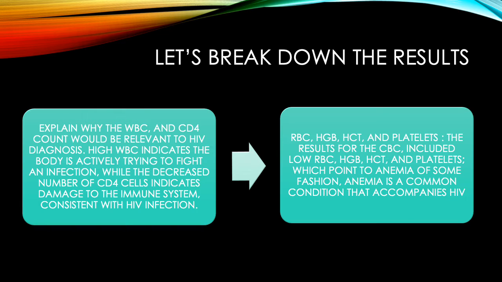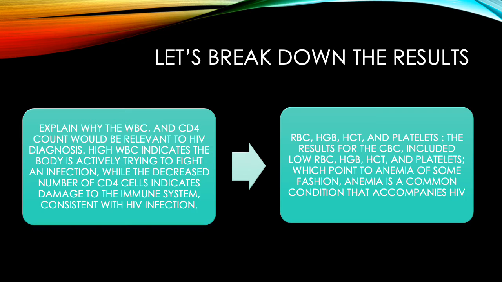Let's break down these lab results a little bit further. So explain why the WBC and CD4 count would be relevant to an HIV diagnosis. The high white blood cell count indicates that the body is actively trying to fight an infection, while the decrease in number of the CD4 cells indicates that there's some damage to the immune system that is consistent with HIV infection. Again, usually if the CD4 count is below 200, that's indicative of progression to AIDS instead of HIV.